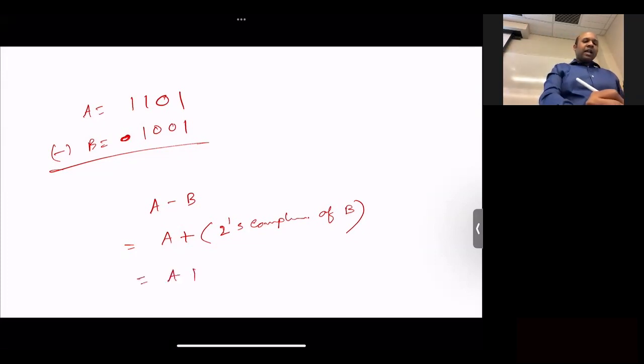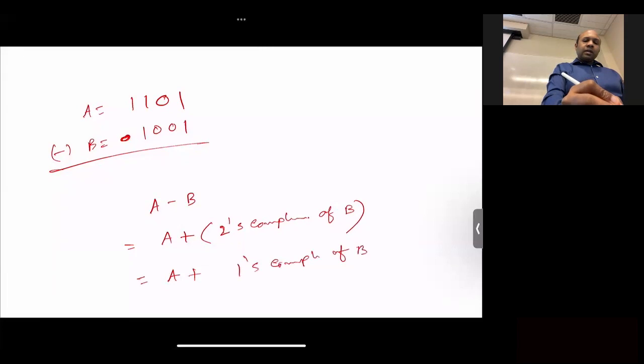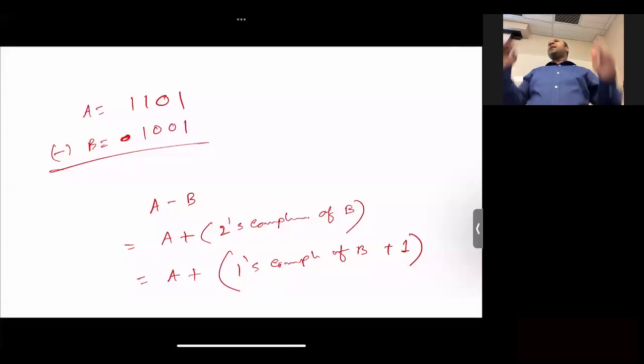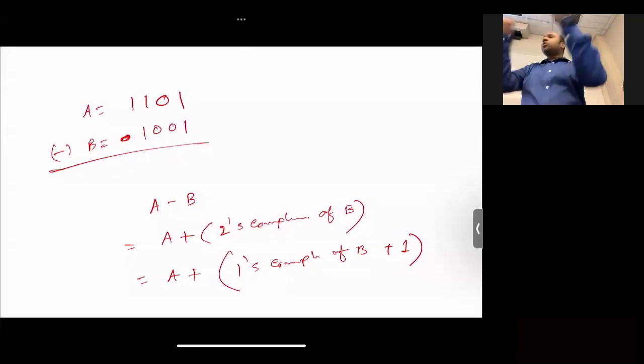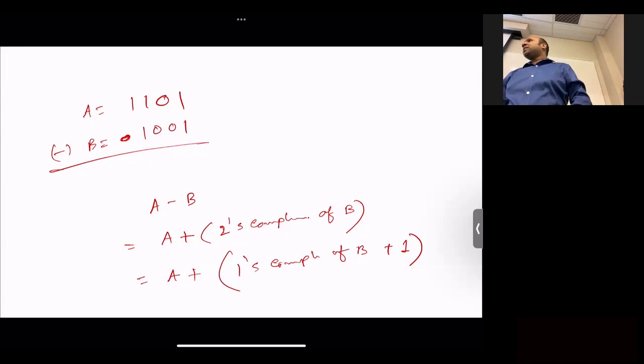And how can I get 2's complement? I can just always take 1's complement of B and then add 1 to it, right? 2's complement is easy to get. Just take a binary number, take its 1's complement and add 1 to it. If you guys don't remember this, now you know.